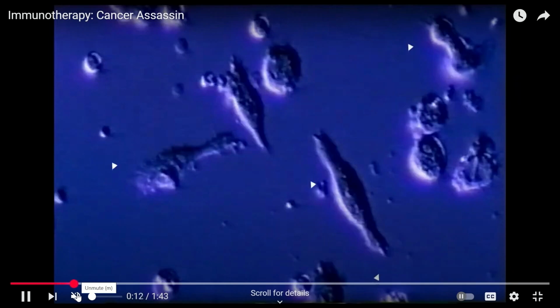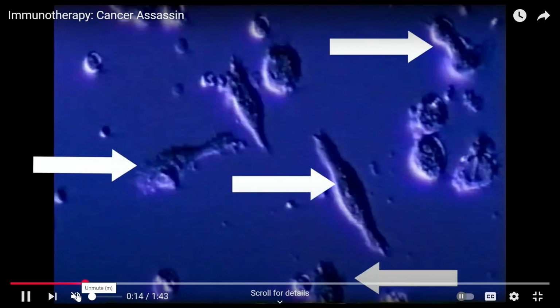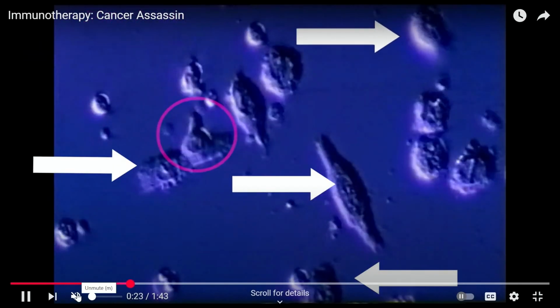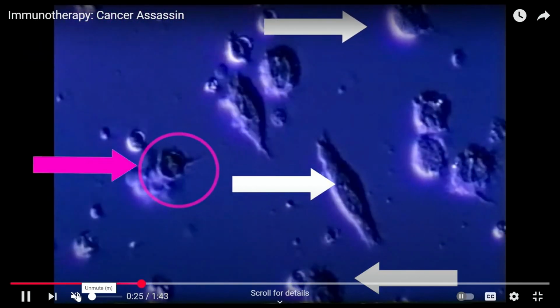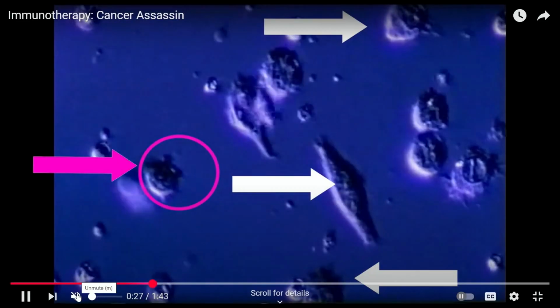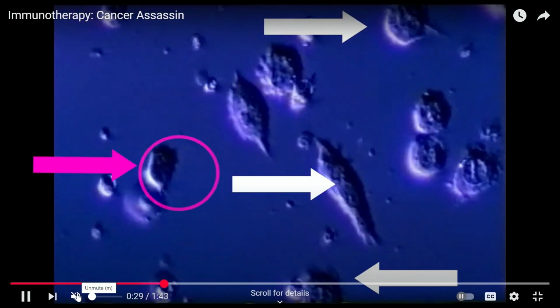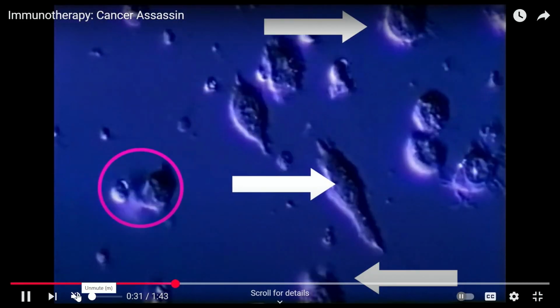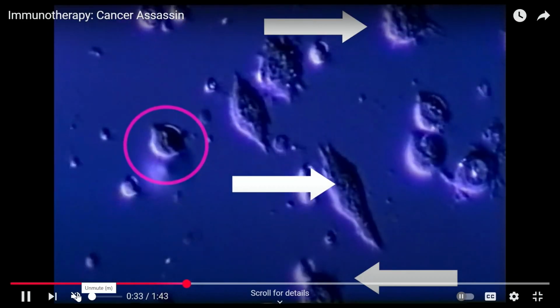So in a minute, you'll see that these white arrows are pointing to cancer cells, and the pink arrow is pointing to an immune cell that's going to go on the move here. And it finds a cancer cell because it's tagged with these markers that recognize cancer cells, and it goes and basically eats up that cancer cell.